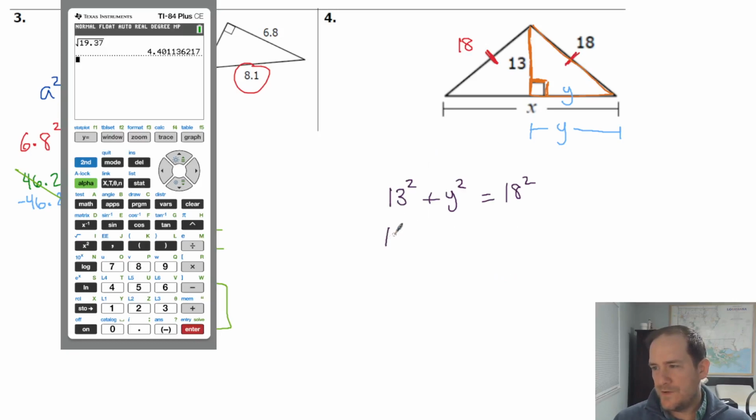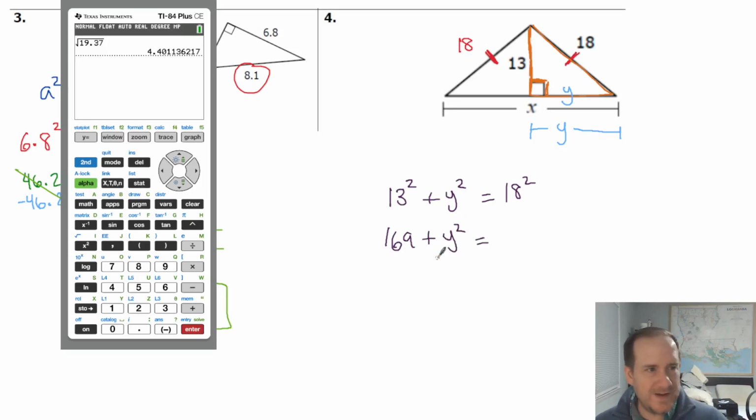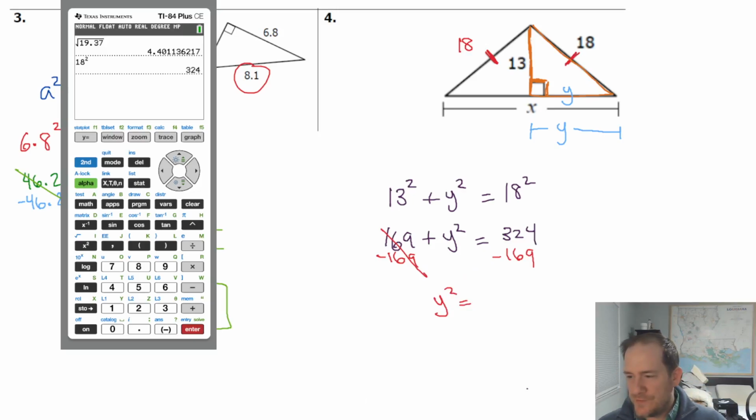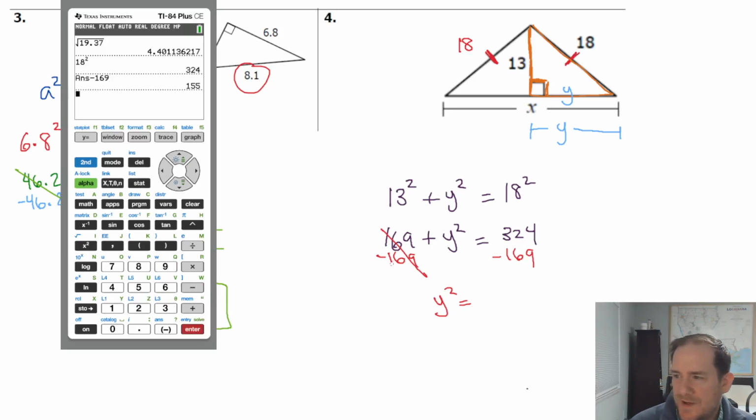The Pythagorean theorem says that the leg squared plus the leg squared equals the hypotenuse squared. So 13 squared gives you 169. The y squared is going to stay y squared for the moment. 18 squared was, what? 324, right? 324. All right. So again, to solve, we've got to get y alone. To get y alone, you'll subtract 169 from both sides. Then you're just subtracting those numbers. So 324 minus 169 leaves 155.